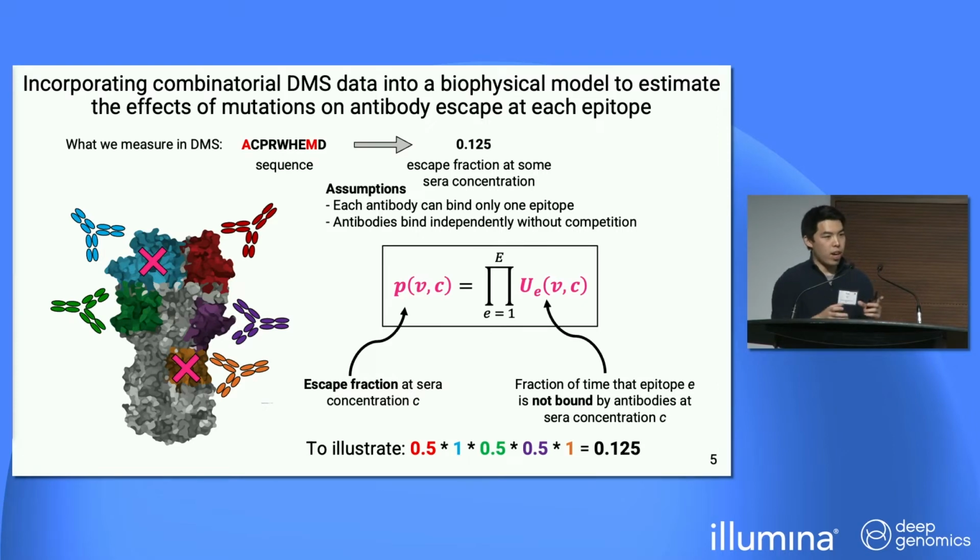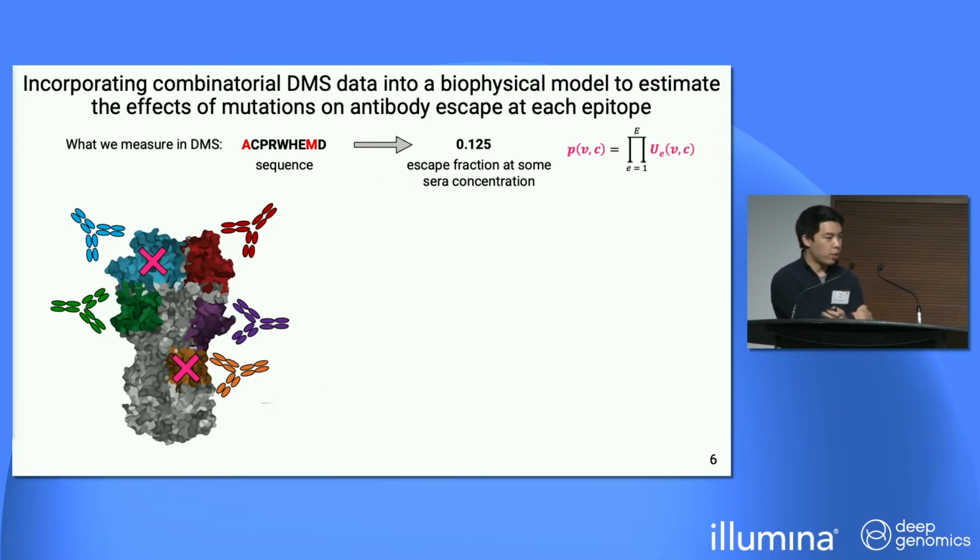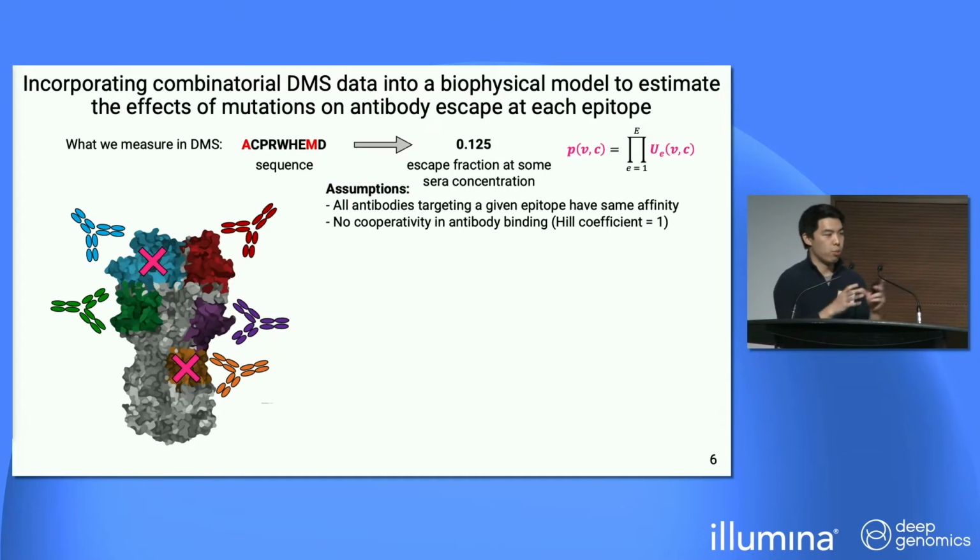The escape fraction that we would observe in DMS is just going to be a product over all of these unbound fractions. So in the end, in this case, it would be 0.125. The next thing we want to do is take this U sub e term and translate it to a more biophysical level.